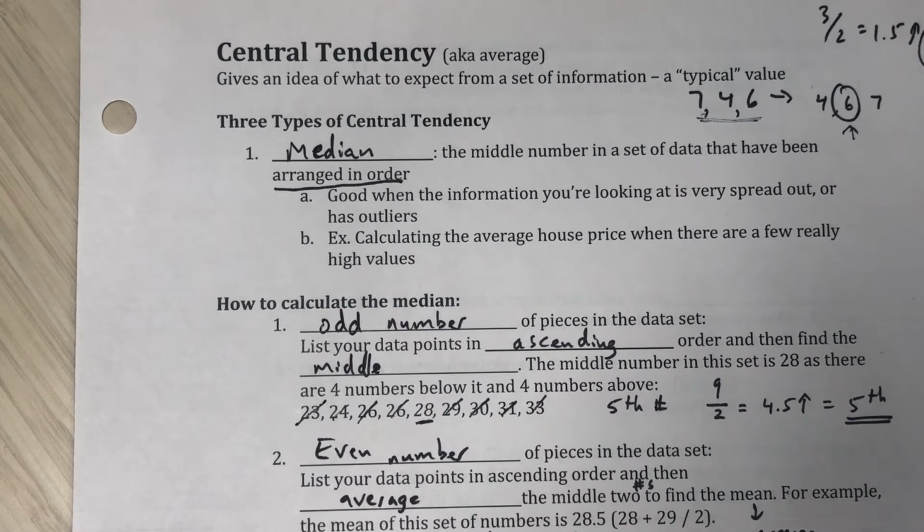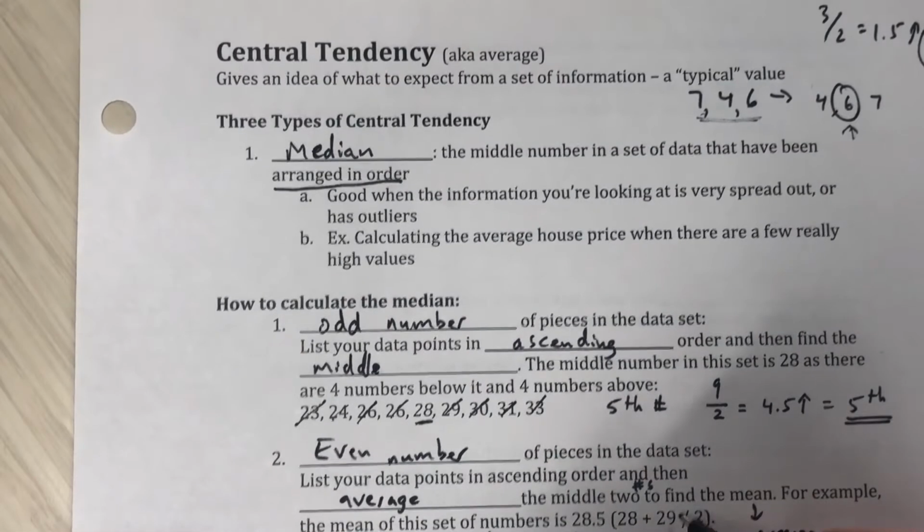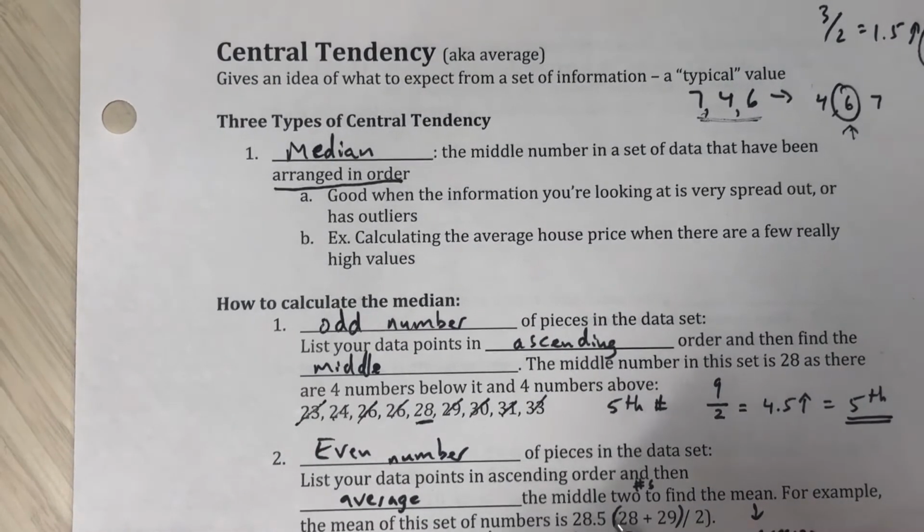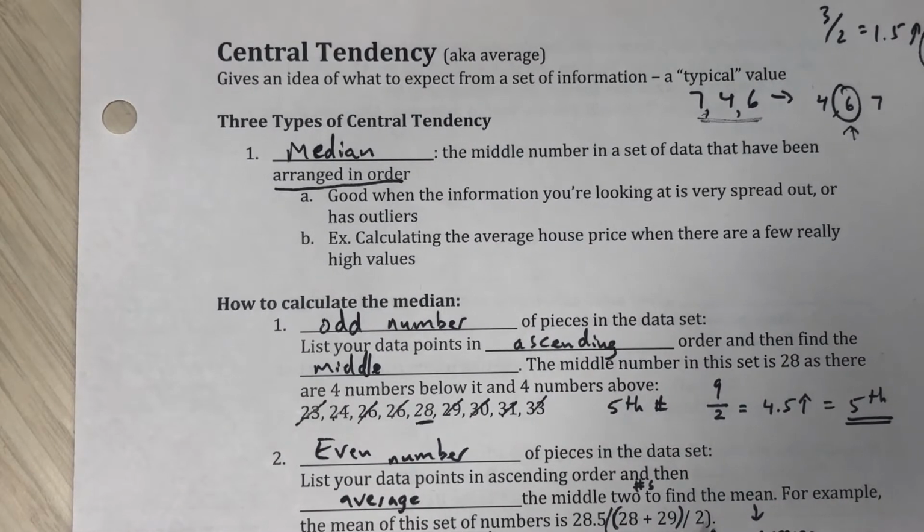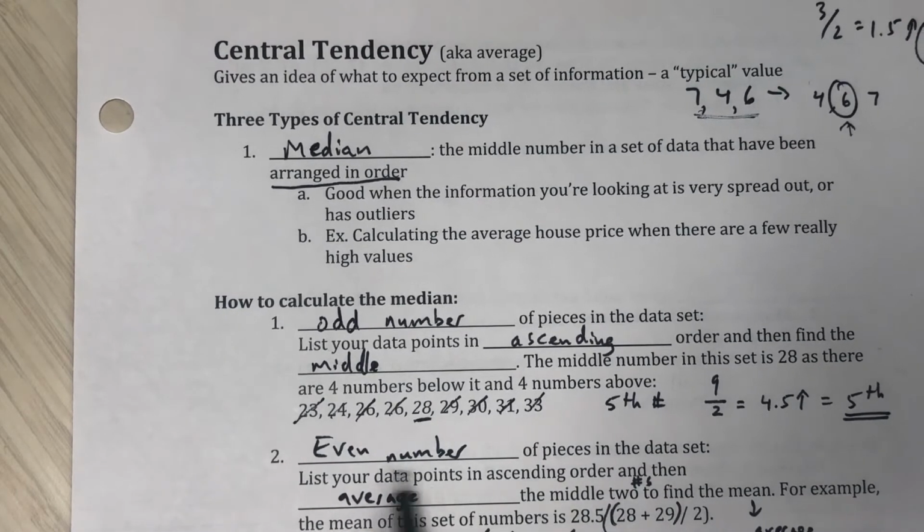When you're left with 2 pieces of information, you're going to be adding both of those values, which is what you're seeing over here. It's 28 plus 29 in brackets, all divided by 2. So it's this answer divided by 2. You're going to get 28 and a half. 28 and a half would be your median for this second example here.